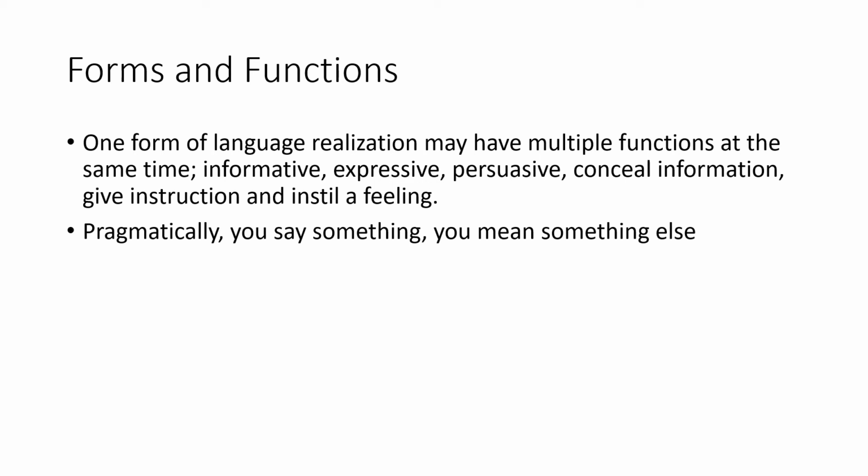Now, one form of language realization may have multiple functions at the same time. So sometimes when you produce one sentence, the sentence could be informative, but at the same time it could also be expressive or persuasive, conceal information, give instruction, and instill a feeling. So what does this mean? It means that when you produce a sentence, the function of the sentence is not only one. Sometimes it has two functions or three functions.